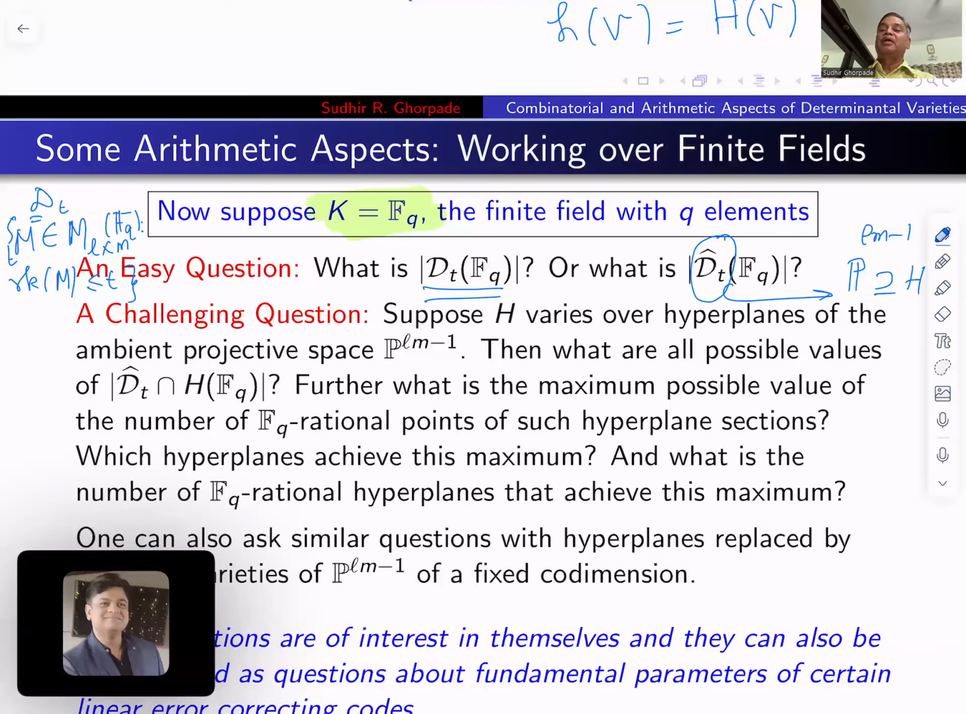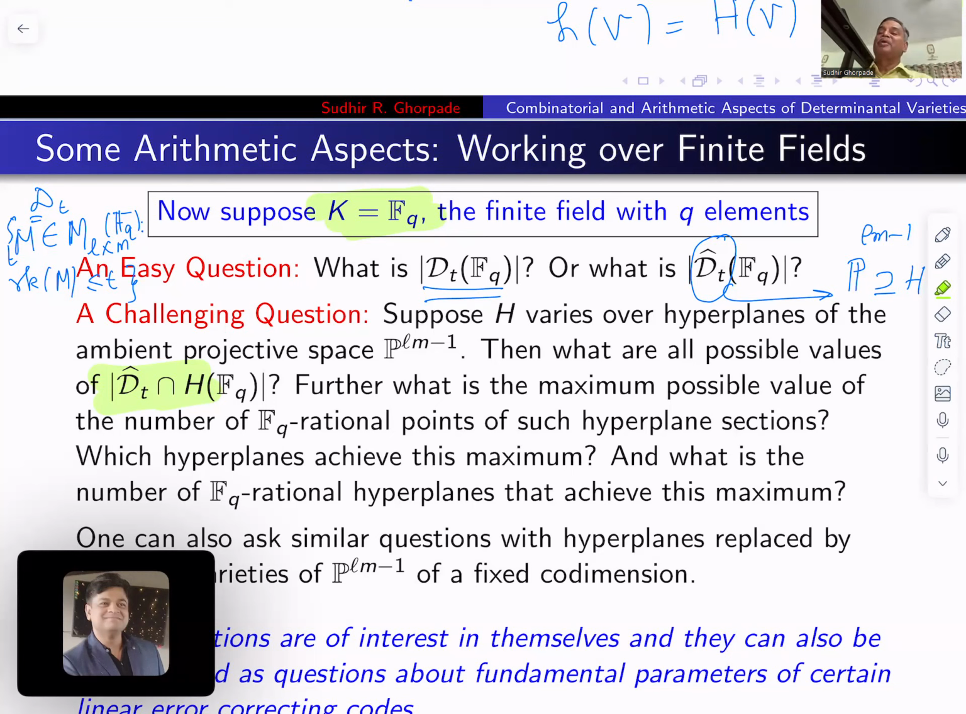So I look at what is called a hyperplane section of this projective algebraic variety. And the question is, what are the possible values of the number of FQ rational points of the hyperplane sections as H varies over the hyperplanes? In particular, what is the maximum possible value that such a cardinality can take? And then if you know the maximum possible value, you have to ask which hyperplanes achieve this maximum, and how many hyperplanes achieve this maximum, and so on.